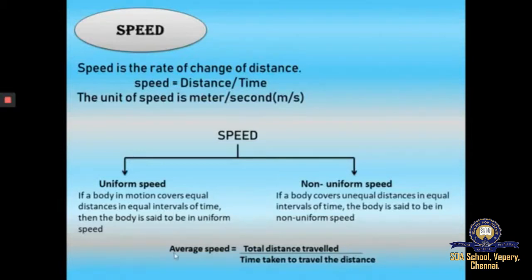So, if you want to calculate average speed, it is equal to total distance travelled divided by time taken to travel the distance.